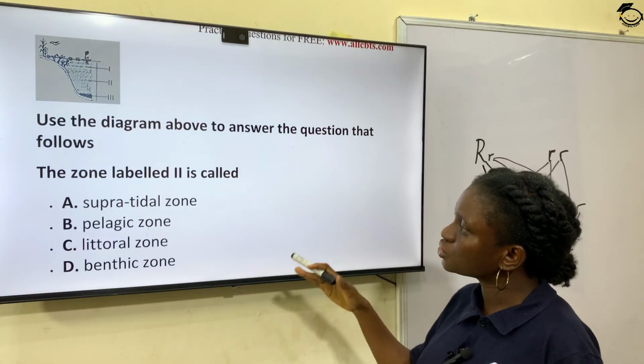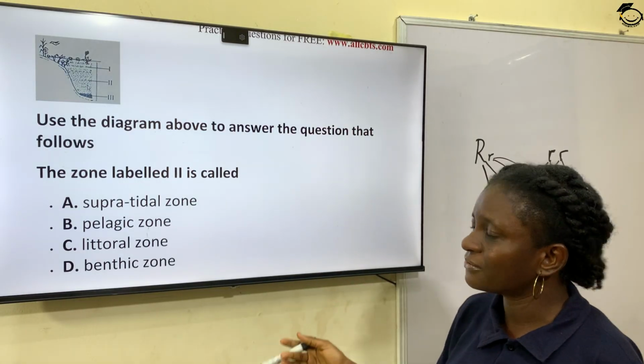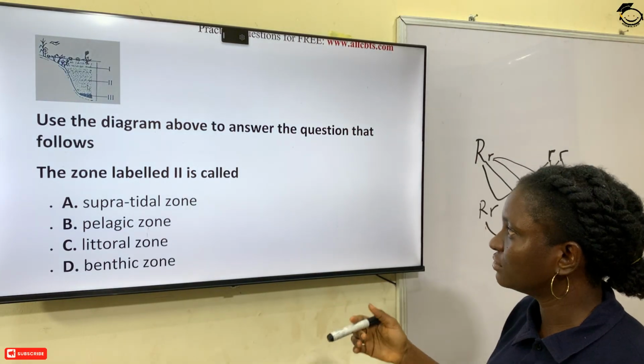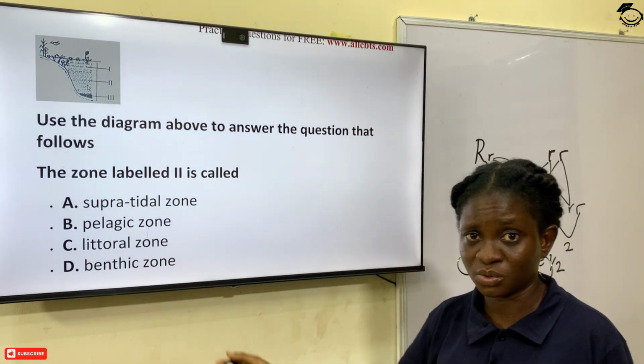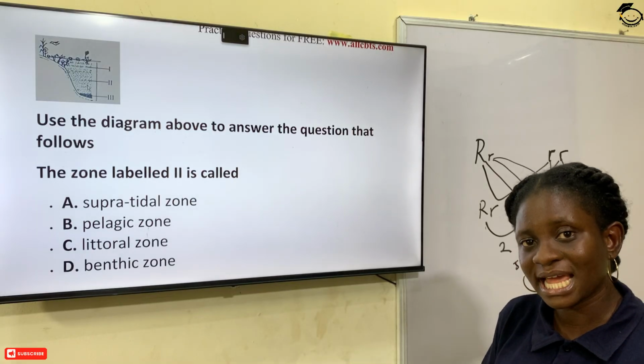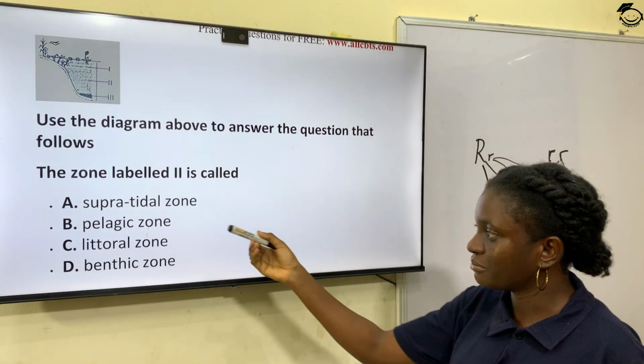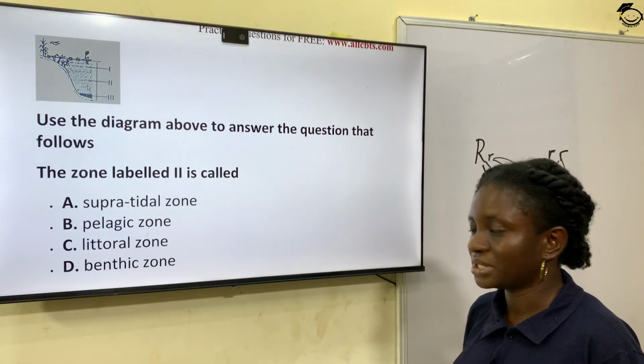So we are asked to identify the zone labeled 2. The zone labeled 2 is known as the pelagic zone. That is where light penetrates. So option B, pelagic zone, is the correct answer.